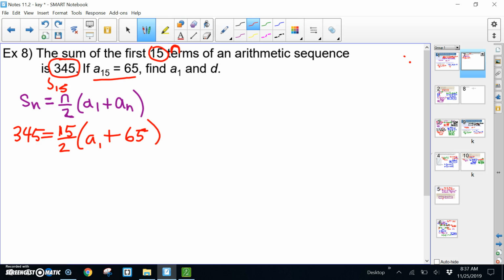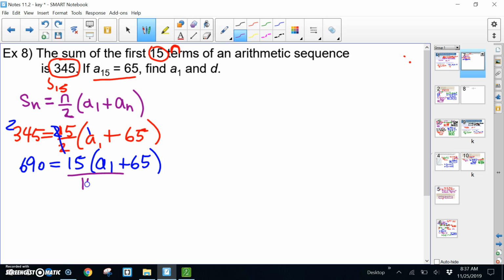So we just need to solve this equation. This is basically algebra at this point. I can cancel this out if I multiply by 2 on both sides to cancel out the 2. 690. All I'm doing is algebra here, so don't get confused. I could distribute this 15 if I wanted to, but I'll just leave it.